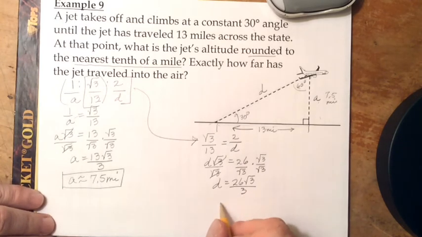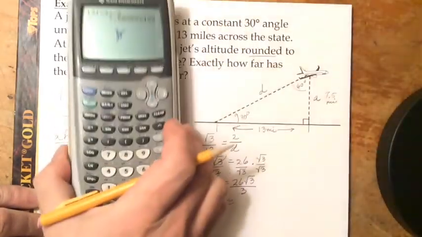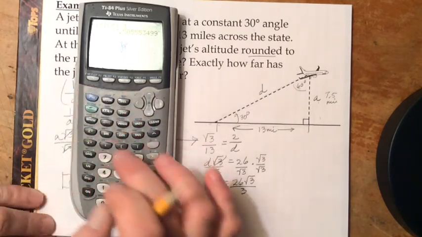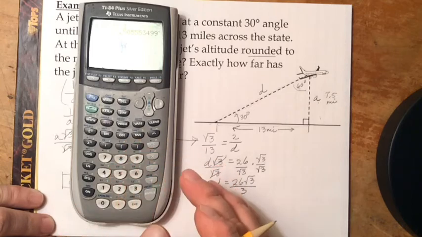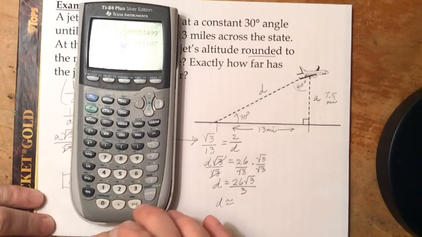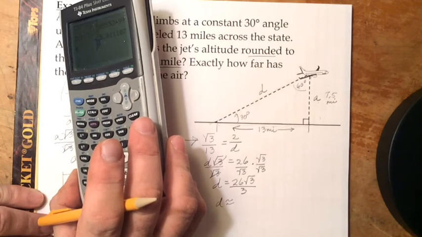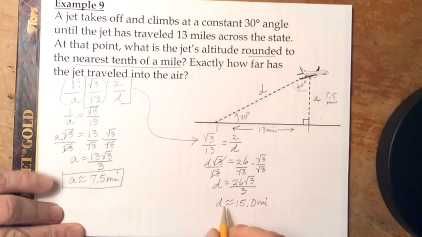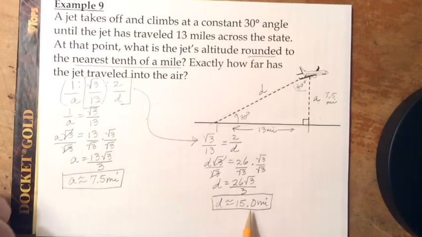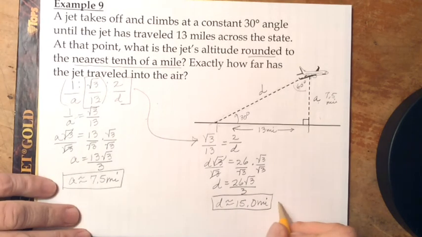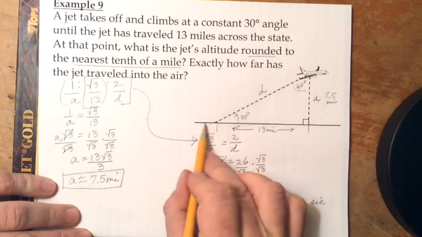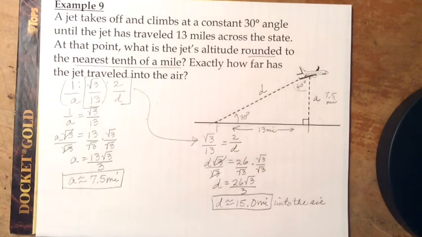So we take our calculators. We want an approximation rounded to the nearest tenth. See if you can do that. And don't forget your closing parenthesis. And we get about 15.011107, so forth. So about 15.0 miles. So the jet has traveled so far 15 miles into the air. This distance was how far it traveled across the land. So make sure you can distinguish between those two.